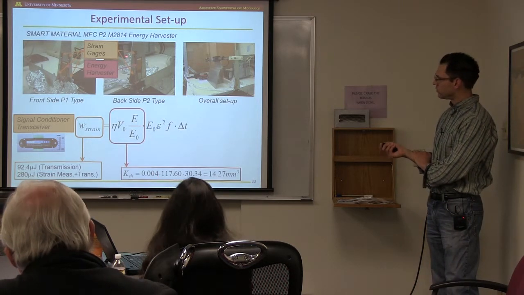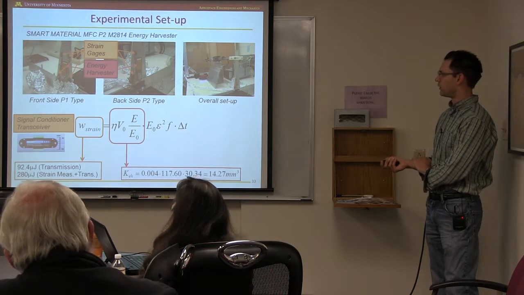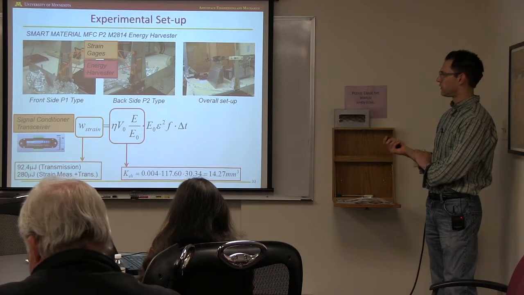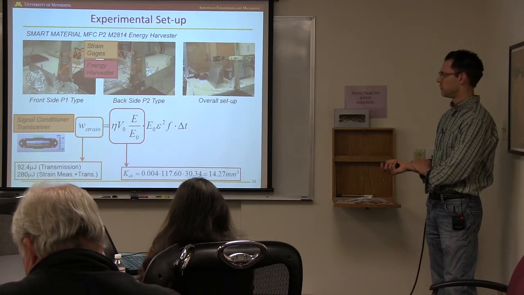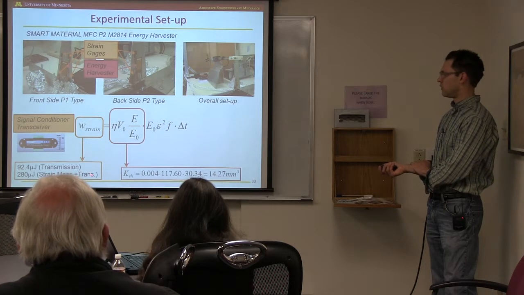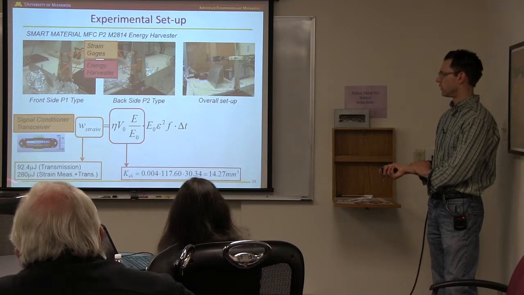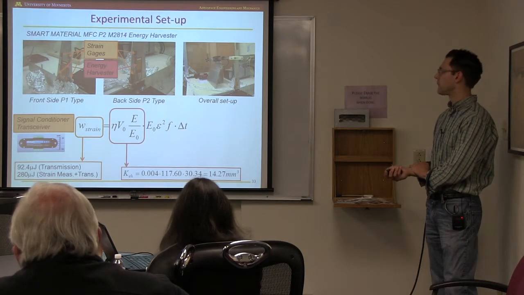And then we've got a simple wireless telemetry. This is what it costs to make one transmission. If you just want to send out one piece of data, it's about 92 microjoules. If you want to take a strain measurement and then do a transmission, it costs about 3 times as much, about 280 microjoules. So these are the experimental numbers that we're dealing with.